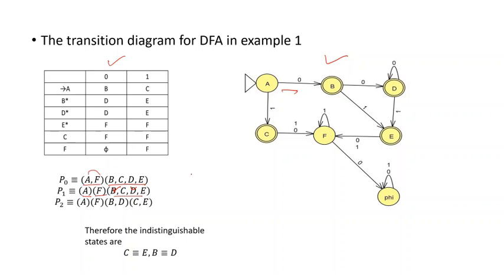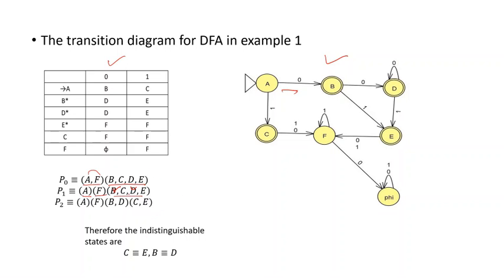Okay, D or E. So we can club it to the single partition. For the same reasoning, we check for C and E also. But C taking 0 goes to F, and E taking 0 goes to F. So these two states go to the same state F.